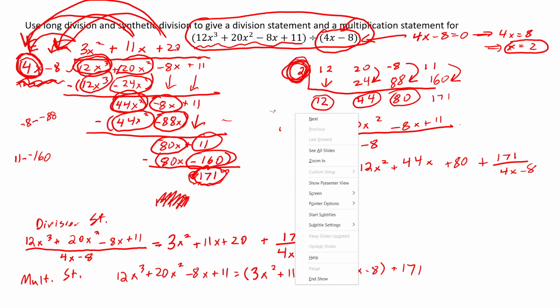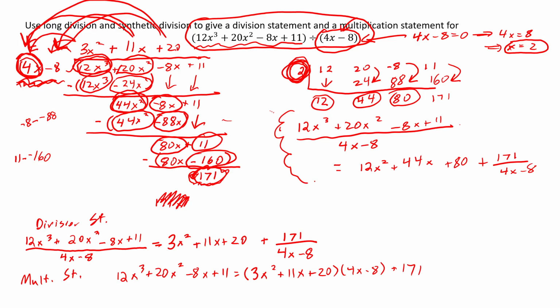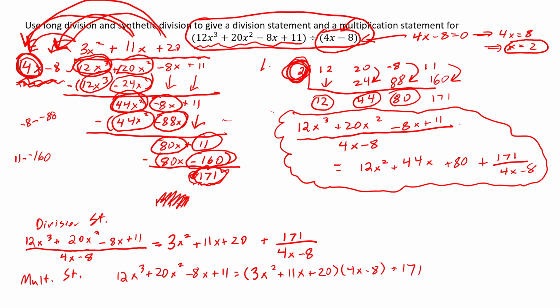So I'm going to circle this right here, and I'll show you the mistake. It would be wrong to write what's written in that cloud because we didn't divide by 4x minus 8. If you look right where I'm making the stars here, it says there's a 2 there. That means we divided by x minus 2.